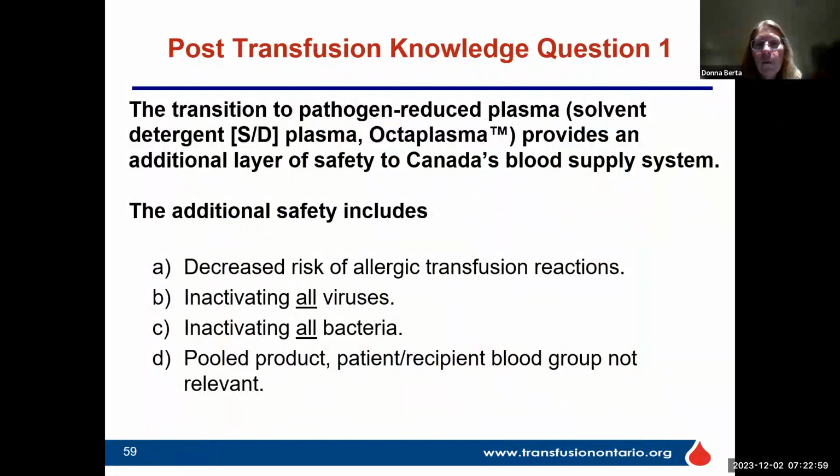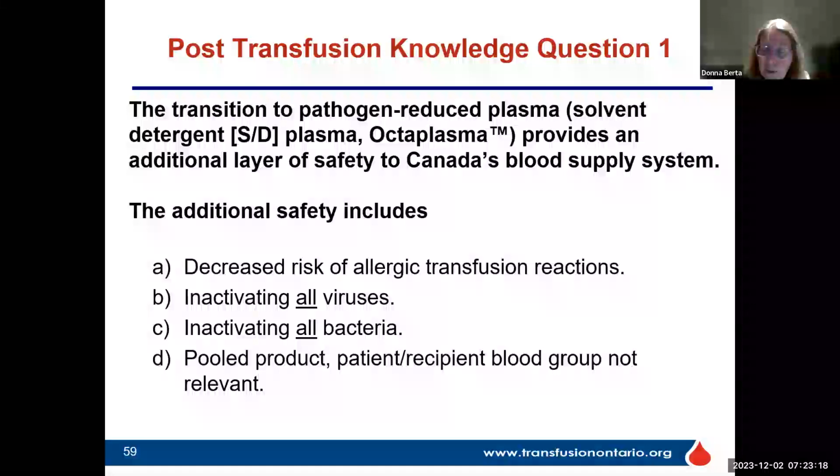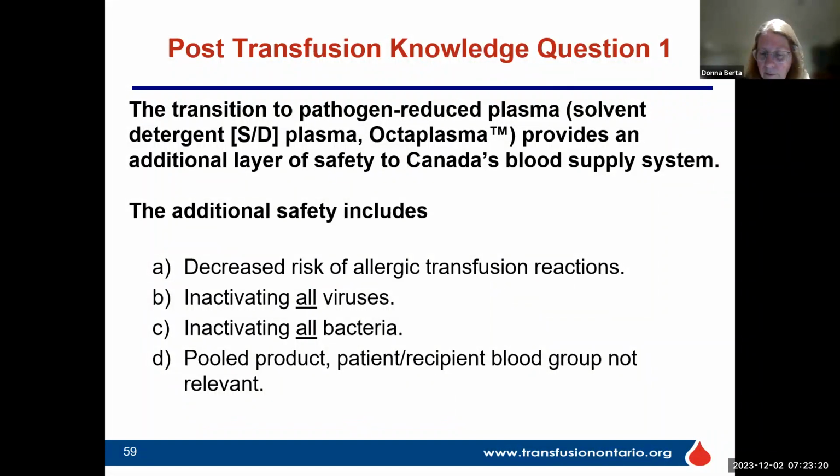the transition to pathogen-reduced plasma provides an additional layer of safety to Canada's blood supply system. The additional safety includes A, decreased risk of allergic reactions, B, inactivating all viruses, C, inactivating all bacteria, or D, this is a pooled product and so patient or recipient blood group testing is not relevant. I'll give you a moment to reply.